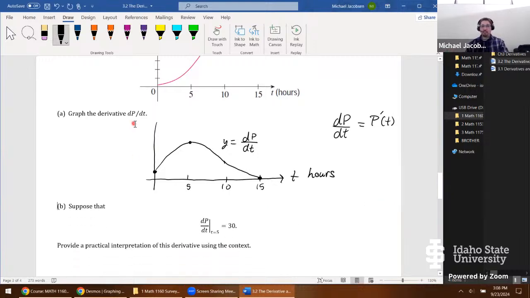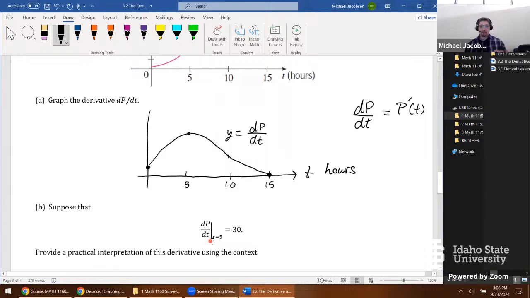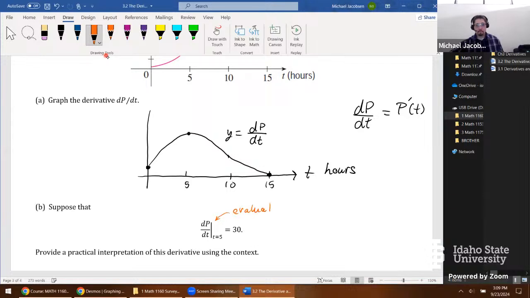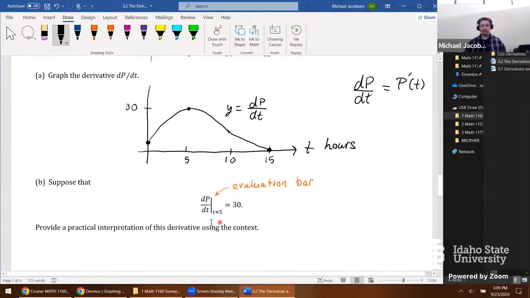When we have Leibniz notation written this way, dP/dt, it can also be expressed when we do a function value in this way. You have dP/dt, that's just the derivative P prime. The vertical bar you see here with t equals 5 is called an evaluation bar. It's saying the derivative with respect to t when t is at 5 hours is 30. So that gives us a unit up here. We had a height of 30. And what we want to do is, well, we know the derivative is 30. We want to provide a practical interpretation of that using the context.